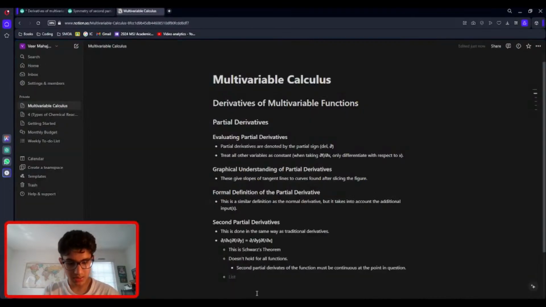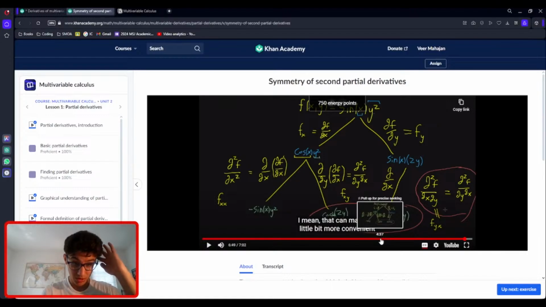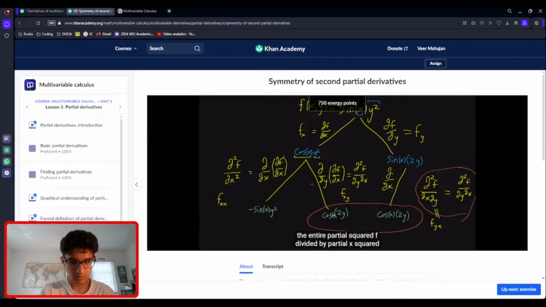I don't know how to write that stuff here. Let's see. Yeah, I don't know how to do that. So let it be. I'll just have to keep that in my mind and remember. Okay, yeah, it makes it a little bit more convenient when you don't want to write out the entire partial squared f divided by partial x squared or things like that. And with that, I'll call it an end.